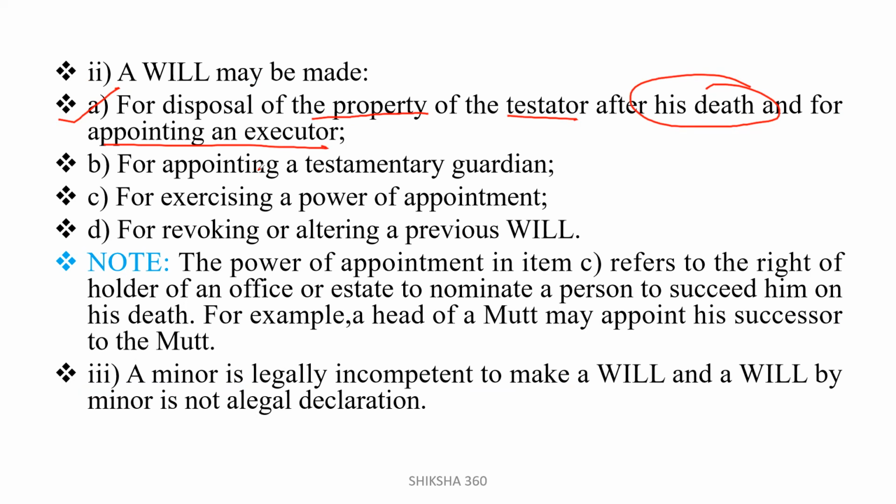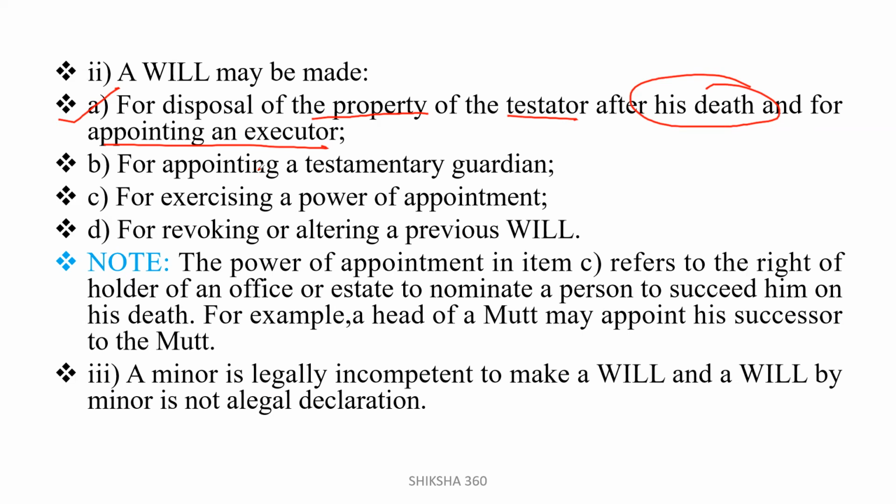Second one, for appointing a testamentary guardian. A will may be made for appointing a testamentary guardian. Third one, that is for exercising a power of appointment. Fourth one, that is for revoking or altering a previous will. Clear? That is for revoking or altering a previous will. This can be done only when the person is alive.